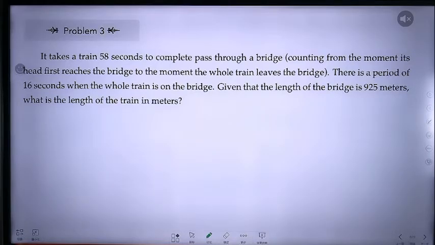Draw a picture. That picture will include the bridge and the train. And remember that the train is not a point. The train is kind of like a line segment, because the train is very long.